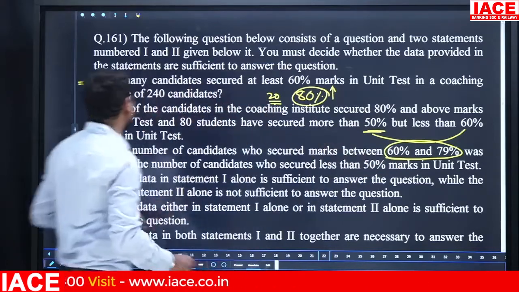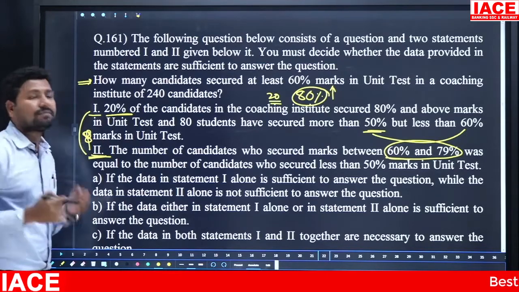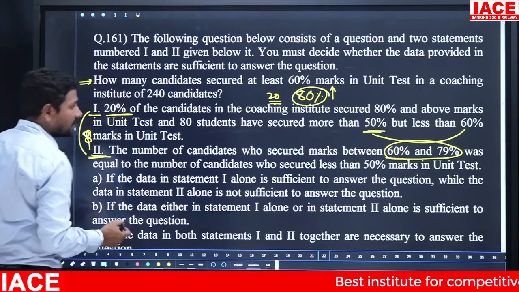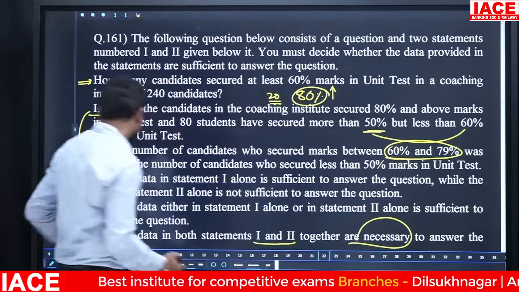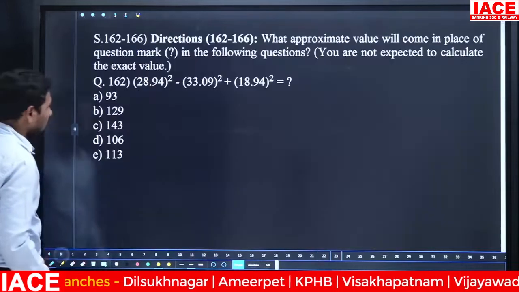That means whatever the question, you need to merge the two statements. You need to merge the two statements, and you will compulsorily get an answer here. That means you can simply go with both statements. 1 and 2 together are sufficient. 1 and 2 together are necessary to find an answer. Option C. Let's check the next.